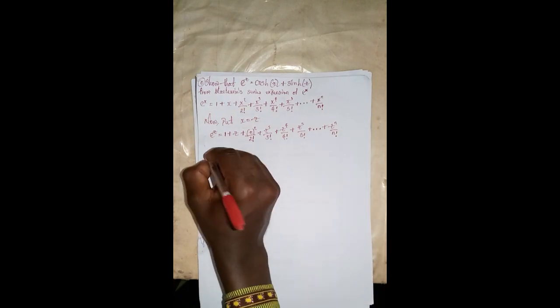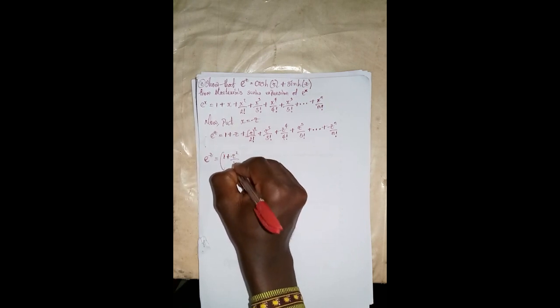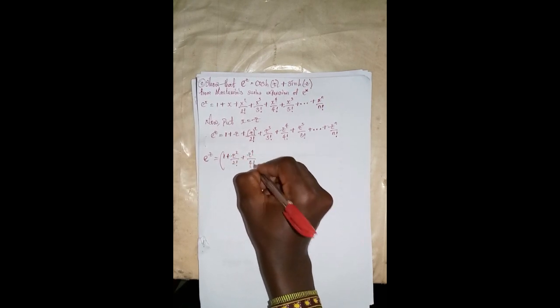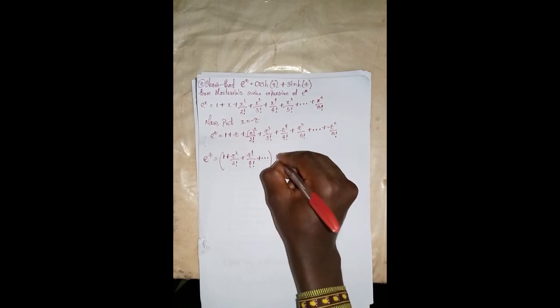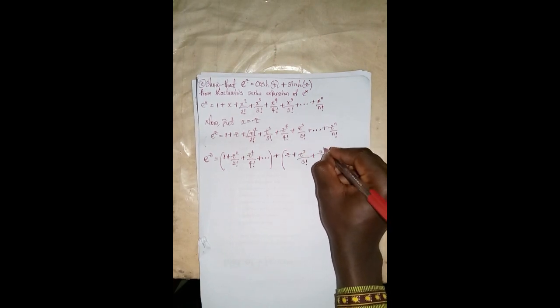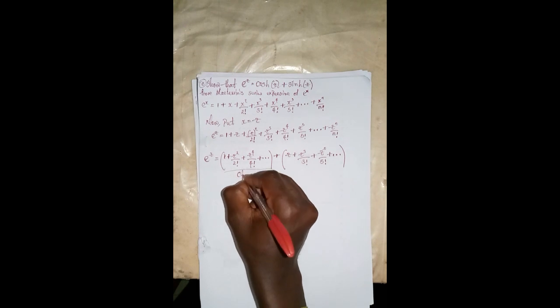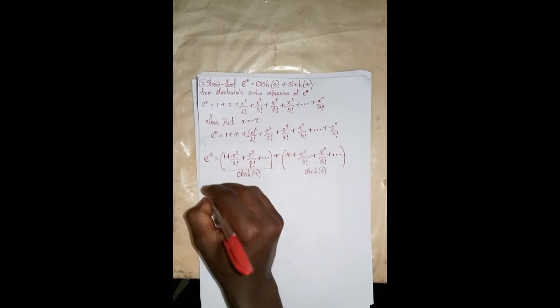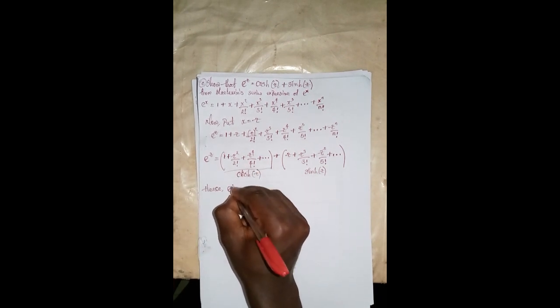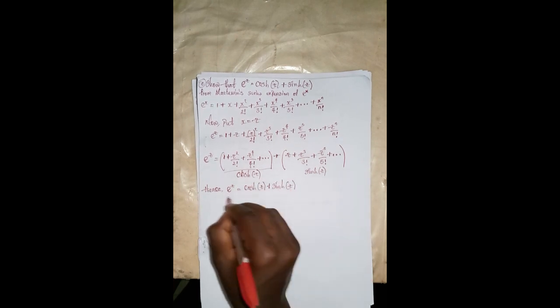Now what we do is that we group them again. We have e raised to the power of z is equal to 1 plus z squared over 2 factorial plus z raised to the power of 4 over 4 factorial plus and so on. We close the bracket, then we have plus, open another bracket, and say z plus z cubed over 3 factorial plus z raised to the power of 5 over 5 factorial and so on. Under the Maclaurin series we know that this particular expression is given as cos z and this particular expression here is given as sine z. So hence e raised to the power of z is also equal to cos z plus sine z, as required.